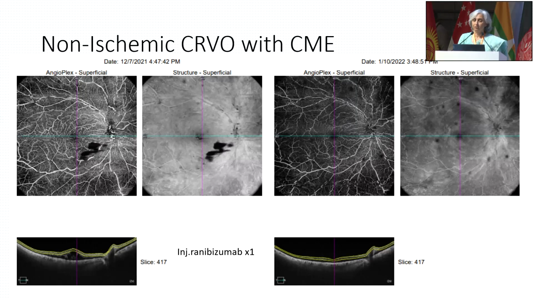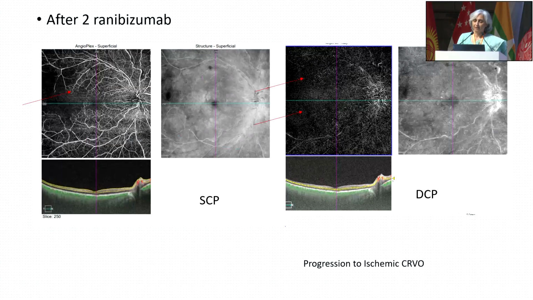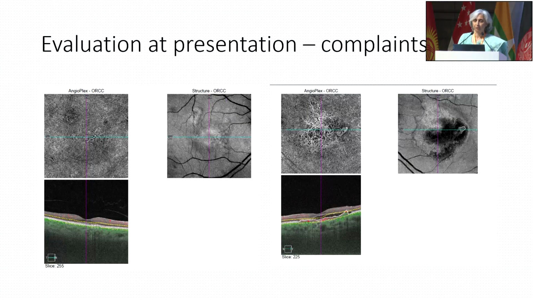We do evaluate our patients with CRVO every month. This is a patient with non-ischemic CRVO, cystoid macular edema. A month later, you see even though fixation is poor, you have artifacts, you're able to see there is perfusion, there's macular edema. A good result after one ranibizumab. The second ranibizumab, again, if you look at the B scan, everything is fine, but the red flag comes here. There is ischemia indicating that this patient is now progressing to ischemic CRVO.